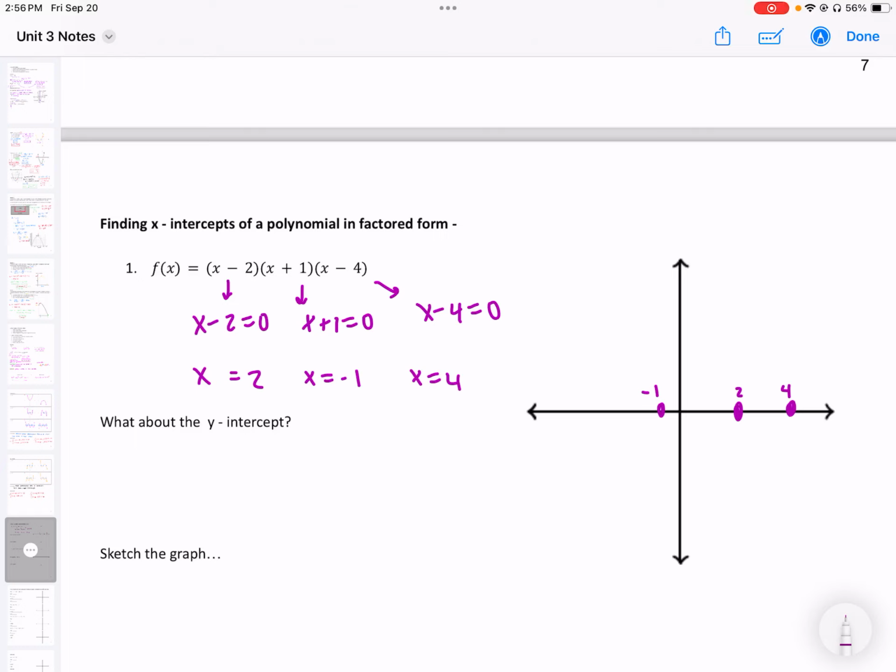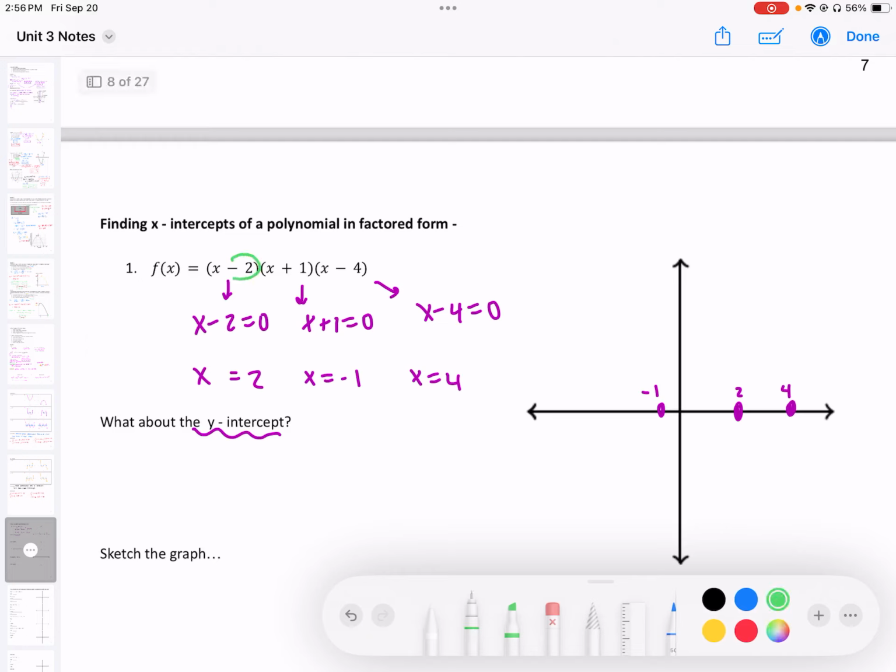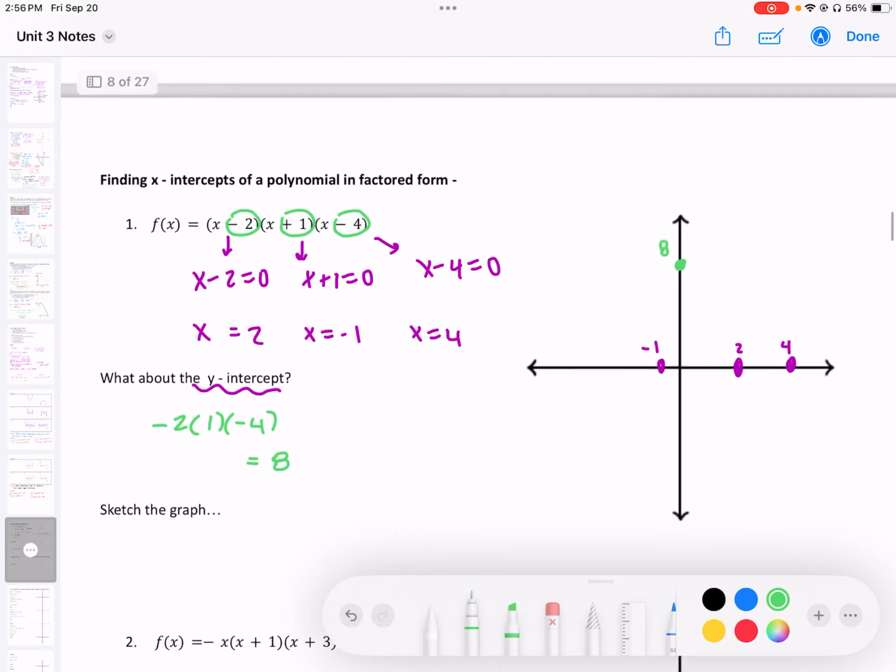Okay. My y-intercept is going to be the numbers on their own multiplied together. So -2 times 1 times -4, which will be 8. So we'll write an 8 right there. And I know that this is a power of 3. There were 3 x variables. And I know it's also positive because there was no negative anywhere at the front.